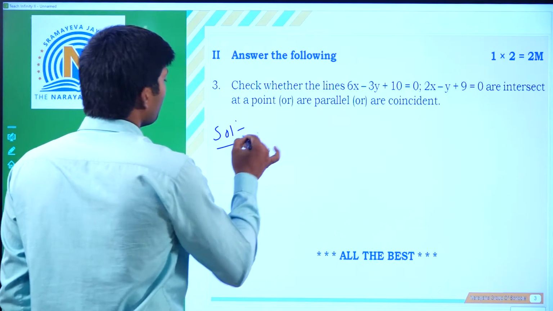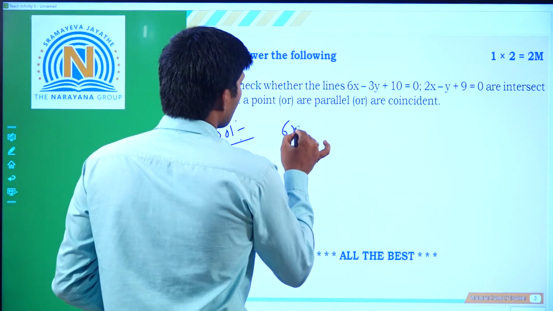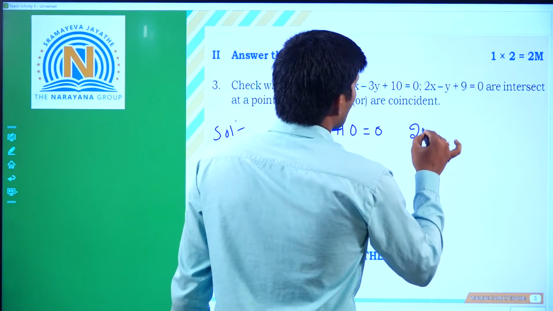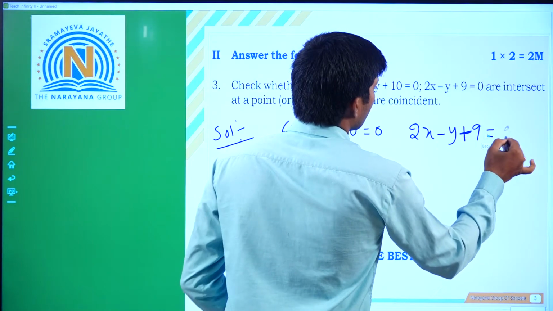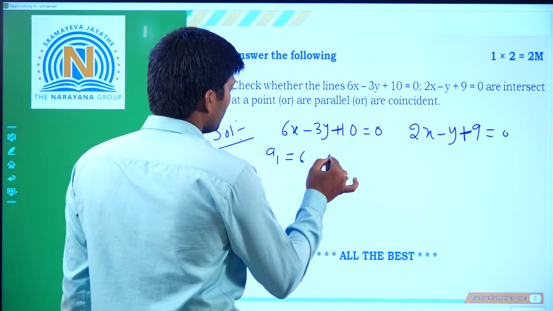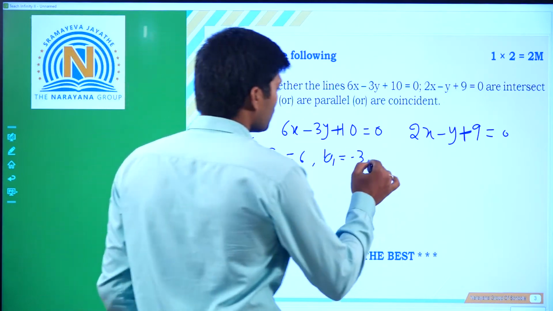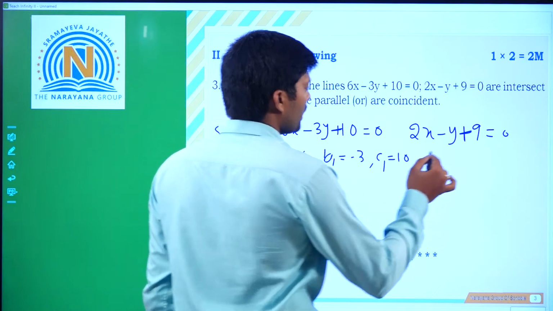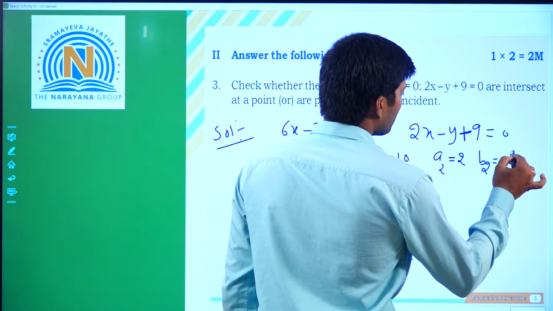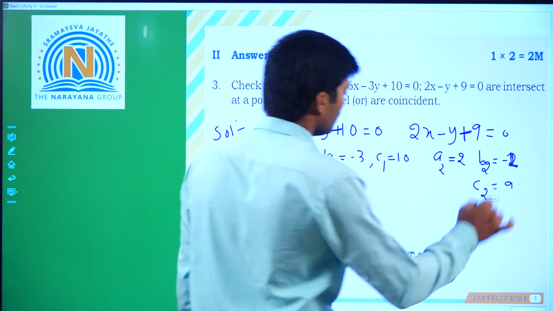First of all, we have to identify the coefficients of x as well as y in both equations. The given equations are 6x minus 3y plus 10 is equal to 0, and the next one is 2x minus y plus 9 is equal to 0. From this, what is the value of a1? a1 is equal to 6. Next, b1 is equal to how much? Minus 3, just the coefficient of y in the first equation. Next, c1 is equal to 10. Similarly, a2 is equal to 2, b2 is equal to minus 1, and c2 is equal to 9.